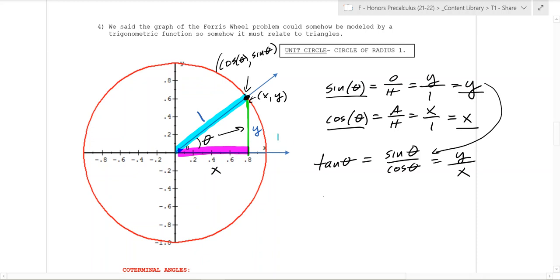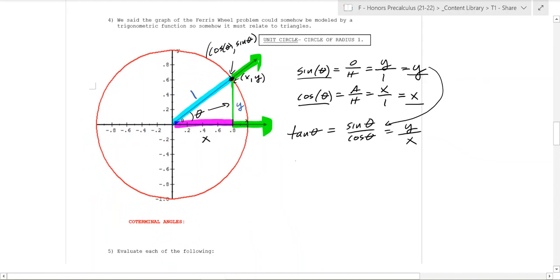The initial ray here, this ray right here that goes like that, that's called the standard position, which is the initial ray, which is a line with one arrow on it. And then this one right here is going to be called the terminal ray. The angle is swept out going from the initial to the terminal.